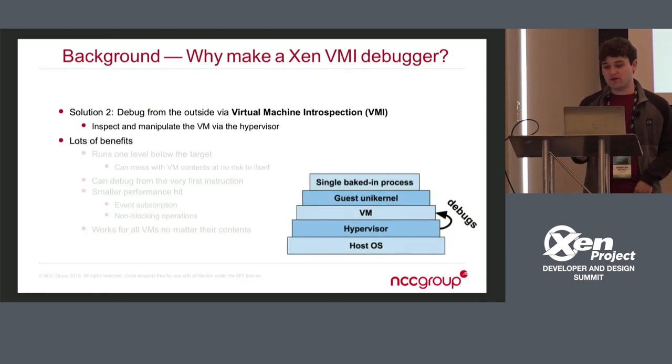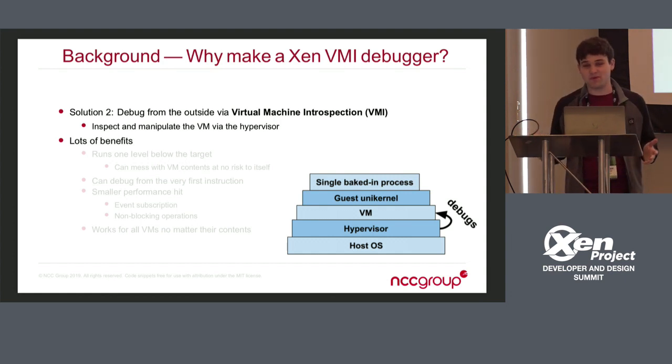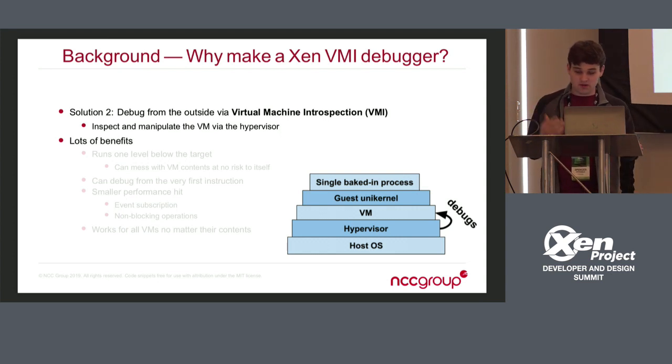So the other alternative is to debug the unikernel from the outside using virtual machine introspection, which I think pretty much everyone at this conference will know what that is, but for the benefit of those watching this on YouTube later, VMI basically means using the capabilities of the hypervisor, which obviously include arbitrarily reading and writing the contents of the VMs that it's managing, to perform debugging operations on those VMs.